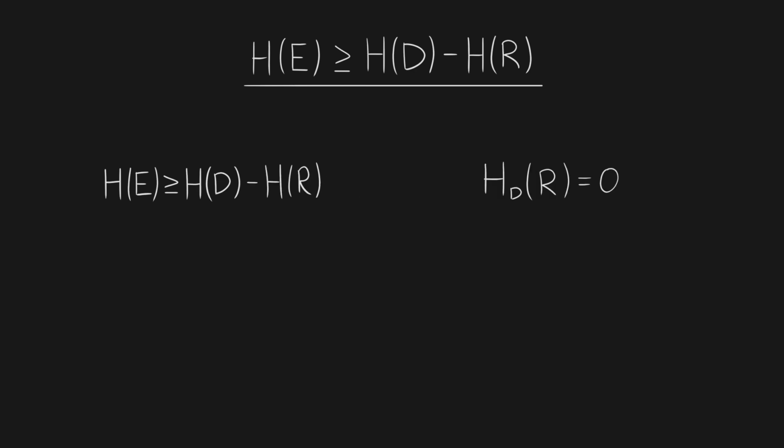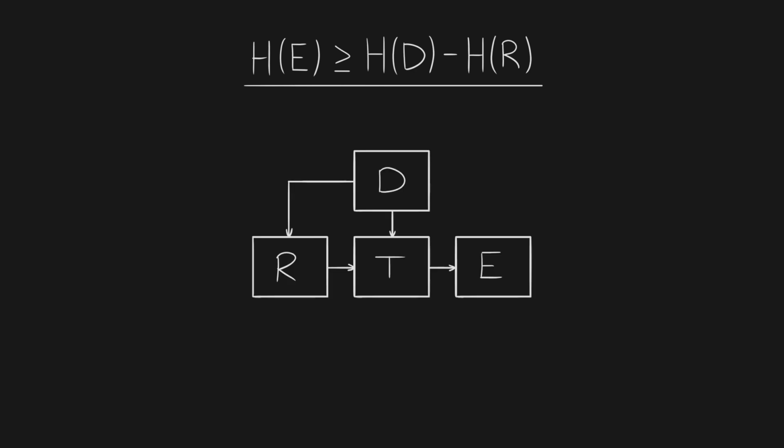If R is a determinate function of D, i.e. if HD of R is equal to 0, we arrive at the original theorem. What this theorem really teaches us is that if we measure the amount of regulation exerted by the reduction in the entropy of the essential variables, then the capacity of R as a regulator cannot exceed its capacity as a communication channel. This is a really remarkable discovery.